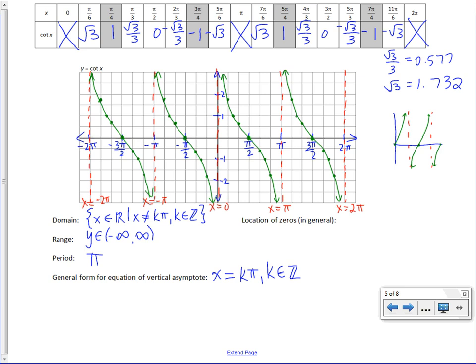But we can still find the general location of the zeros. If you look at where the zeros are, I see one at pi over 2, another one at 3 pi over 2. The next one will be at 5 pi over 2, 7 pi over 2, odd pi over 2s. Remember how we can write that? It's 2k times pi over 2. Again, if you wanted to go pi over 2 plus k pi, that would work too, right? For k an element of the integers.